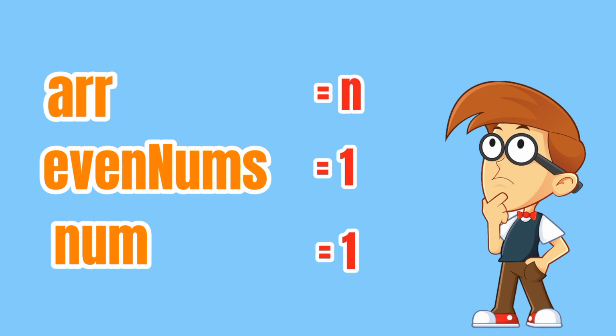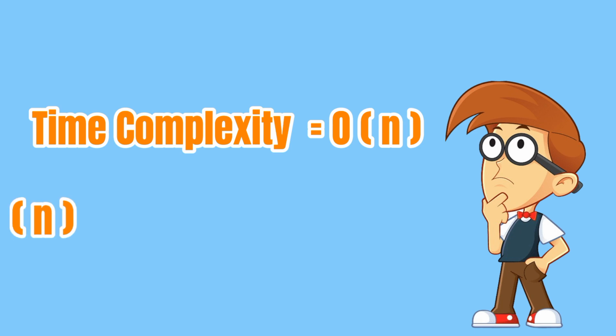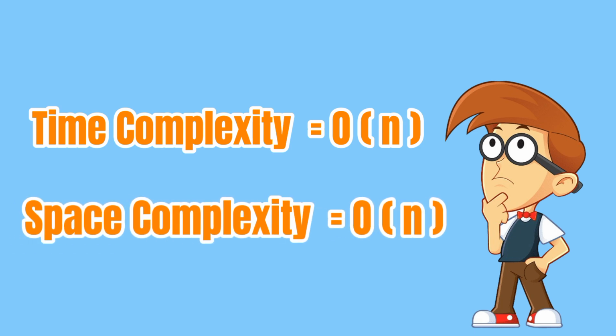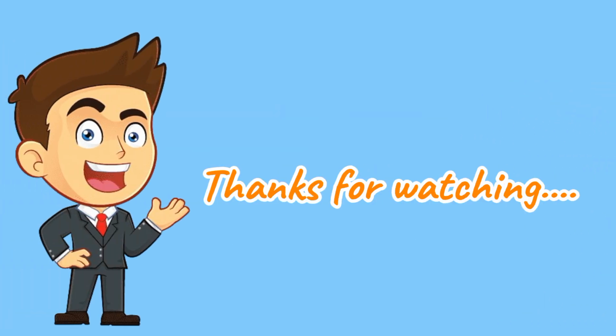Then add up is equals to order of growth of n plus 2, or equal to big O of n notation. So, the time complexity and the space complexity of algorithm of getting the even numbers of an array is big O notation of n. That's all for our lesson. Thanks for watching.